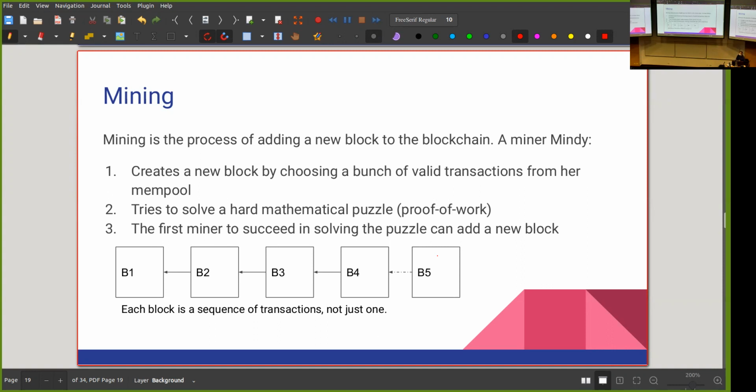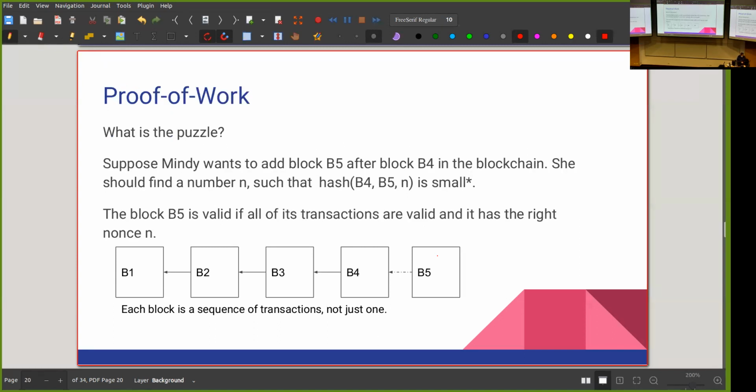And of course, since it's hard to add new blocks and it takes a lot of computational power, people are competing, and then it would be kind of unlikely that different people can solve it at the same time. So I can always say that the first person who can solve this problem gets to add their block of transactions. Okay, but what is the puzzle itself?